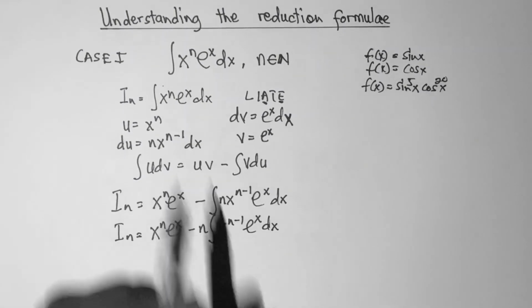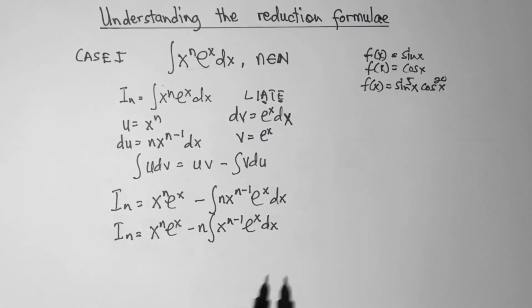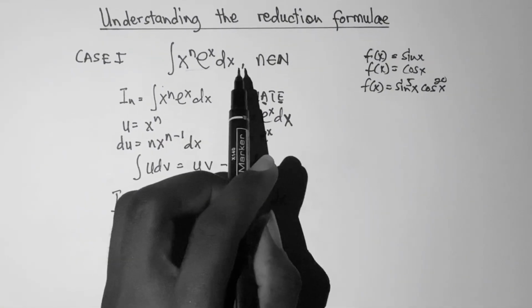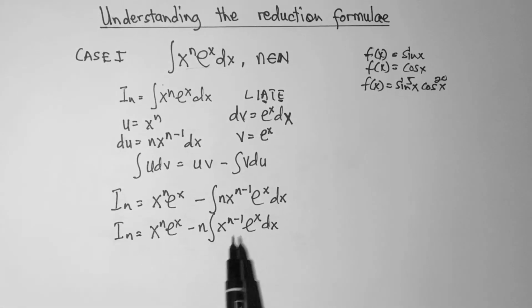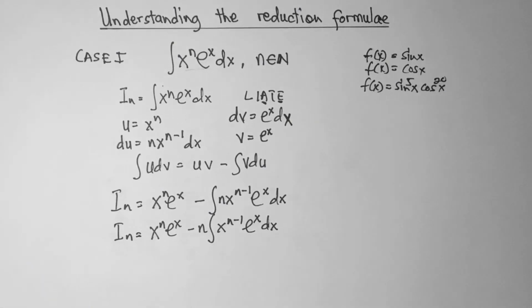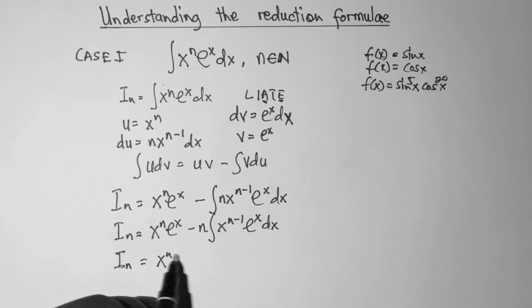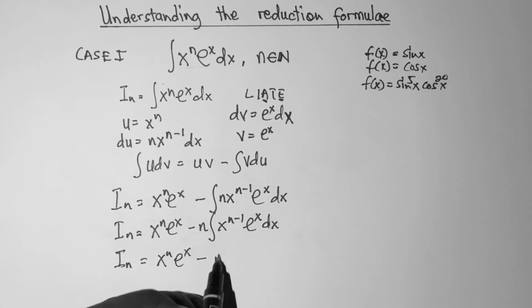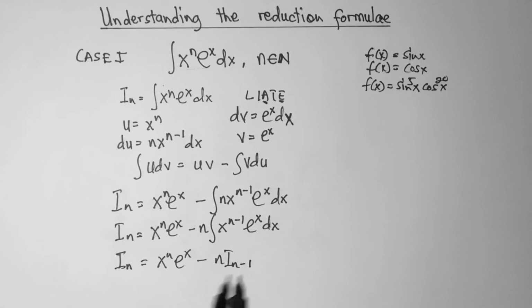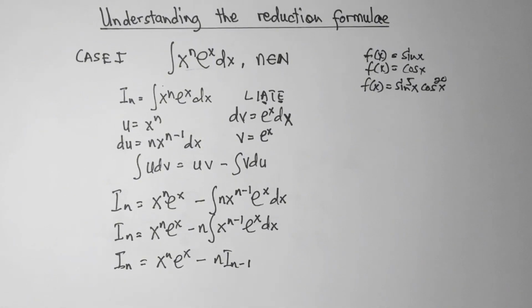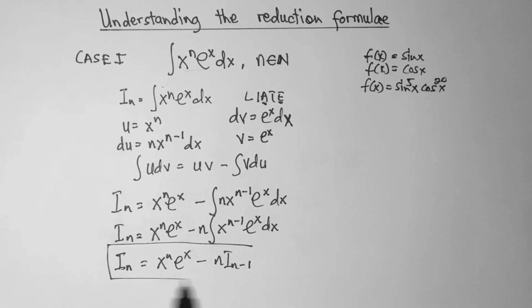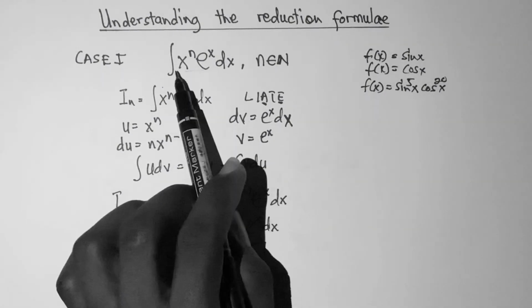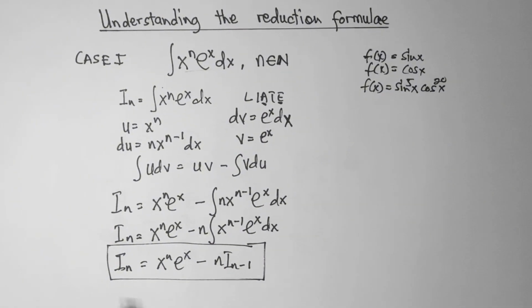So you can see that this integral looks of the same form, just that here it becomes n minus 1. So instead of I of n, all of this becomes I of n minus 1. Therefore, this integral, which is I of n, is equal to x exponent n, exponent x, minus n times I of n minus 1. So this is the reduction formula for this function I of n. Any function that comes of this form, this reduction formula will be able to be used to solve it irrespective of the powers of n that we are given.